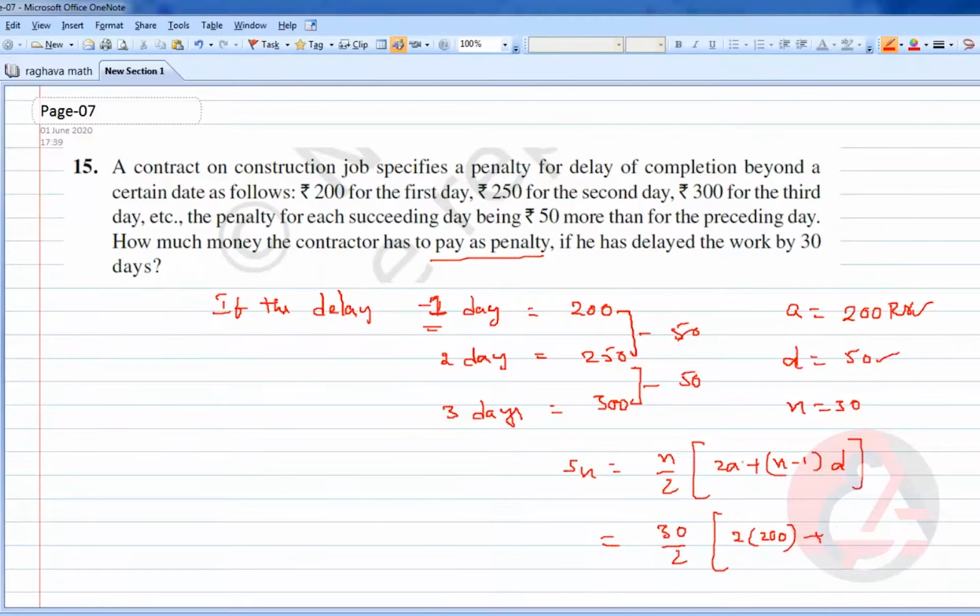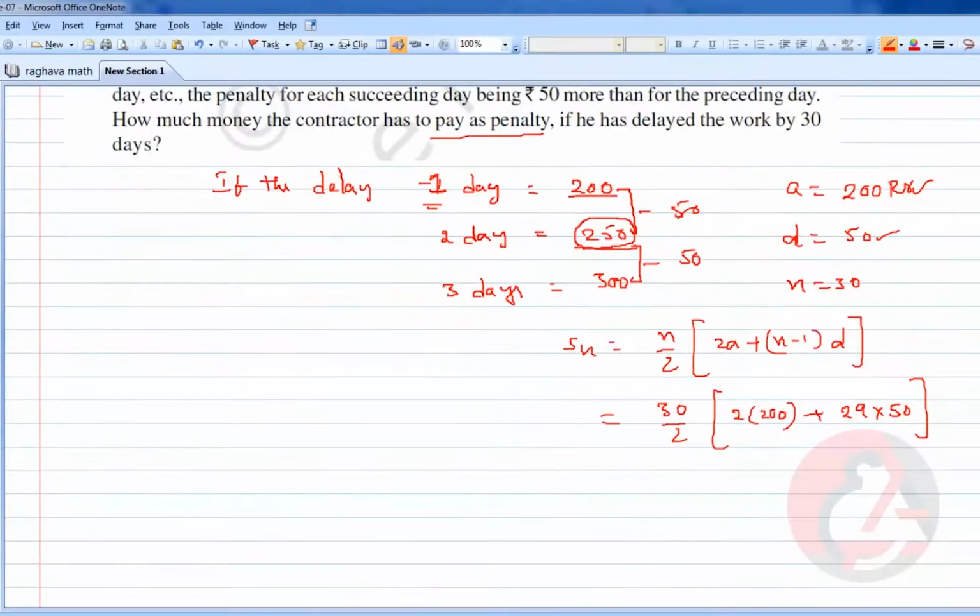See, this 250 rupees is not for the 2 days. Suppose he is delayed 2 days, he has to pay for the first day 200 rupees, for the second day 250 rupees. That means for a 2 day delay, he has to pay 450 rupees. That is the logic in this question. So 29 into 50 rupees. Solve this question and let me know what the amount is.